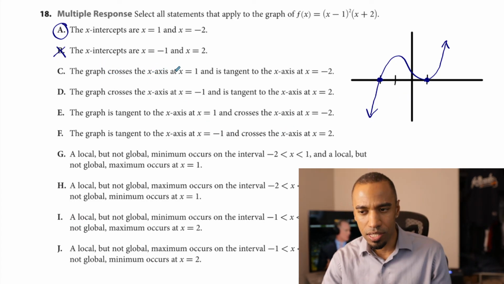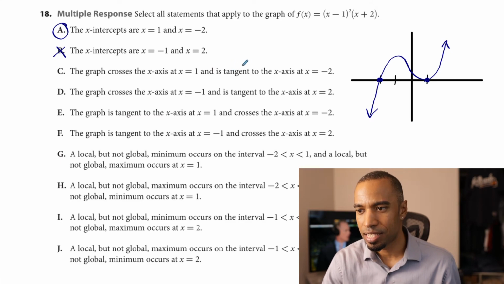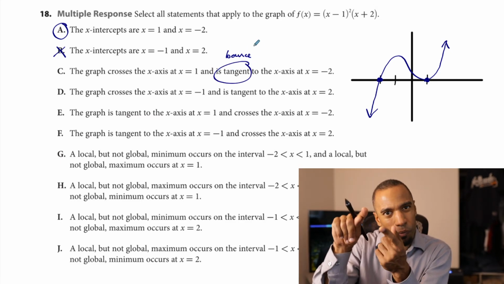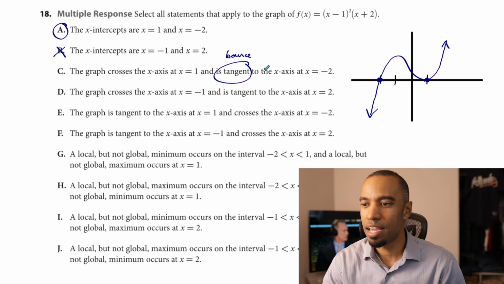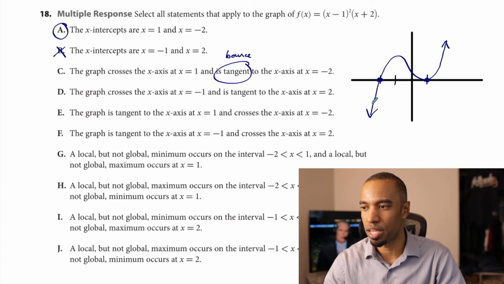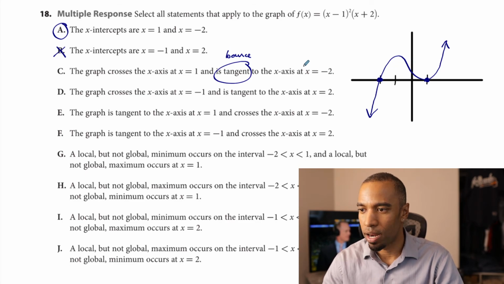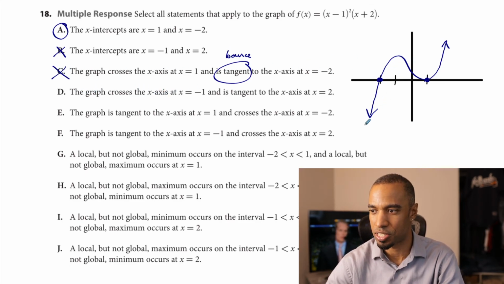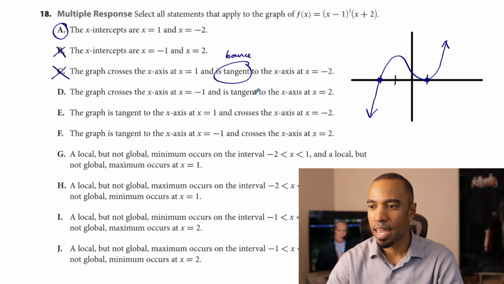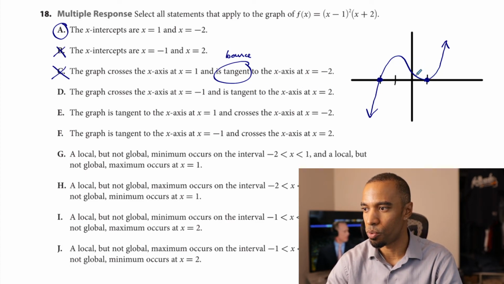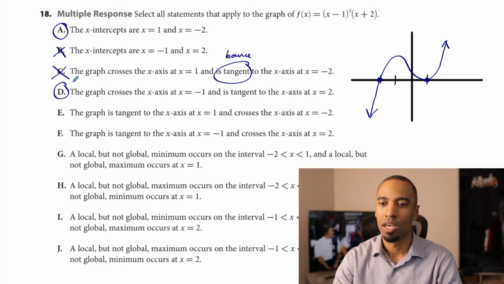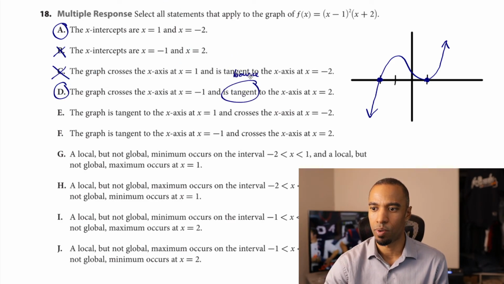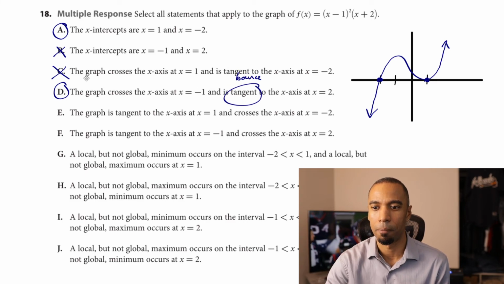The graph crosses the x-axis at x equals 1 and is tangent. This is for bounce back. Tangent is touching just at the 1 point, grazing it, and going back. Tangent to the x-axis at x equals negative 2. It's not that one. I think it's the opposite. So this one here, the graph crosses the x-axis at x equals negative 1. Boom. And is tangent to the x-axis at x equals 2. It bounces back there. Yes. It's that one there. So there's our bounce back. Let me actually put the bounce right there because that's the one we're actually going to talk about.